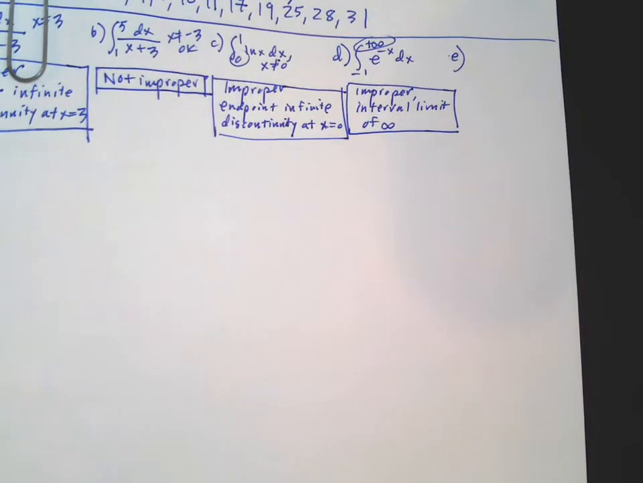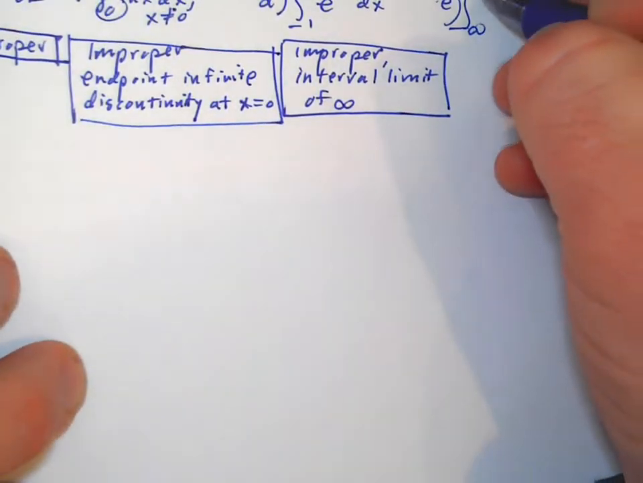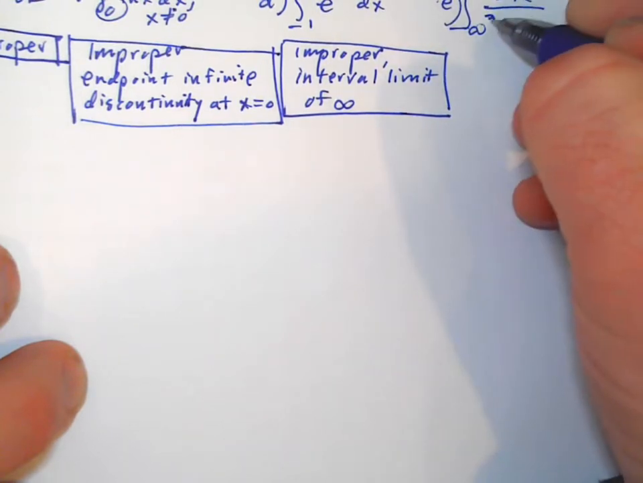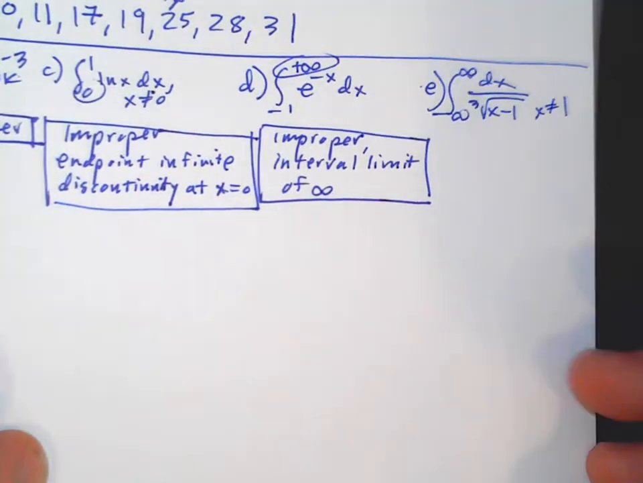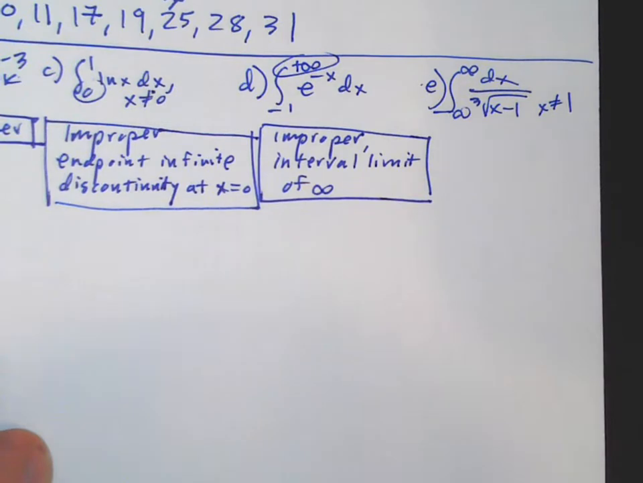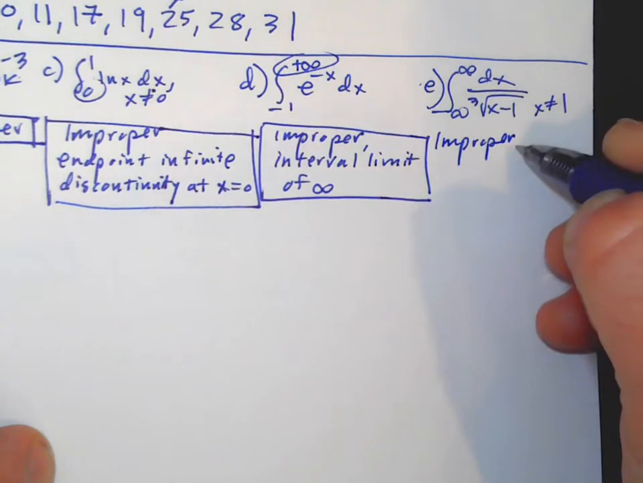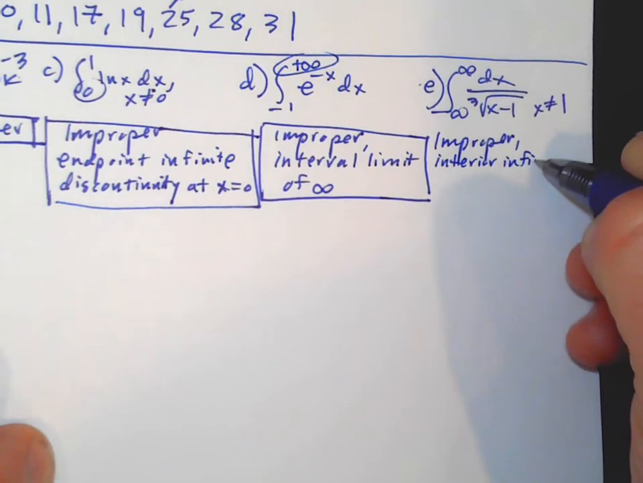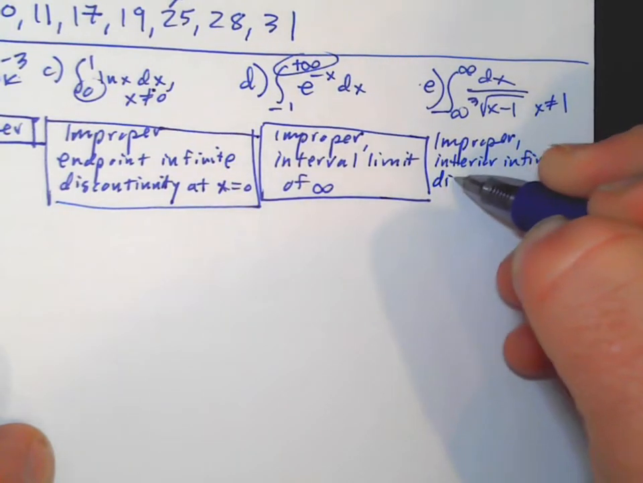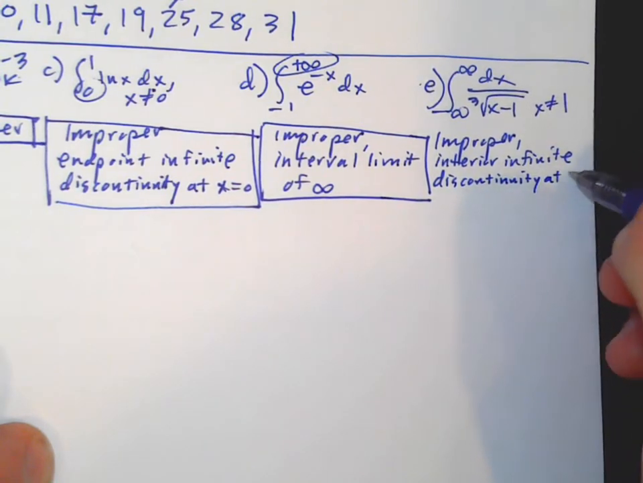E is the integral from negative infinity to positive infinity, dx over the cube root of x minus 1. So x cannot equal 1 is an issue, and you're integrating to infinity. So you should name all those things. Improper, because it has an interior infinite discontinuity at x equals 1.